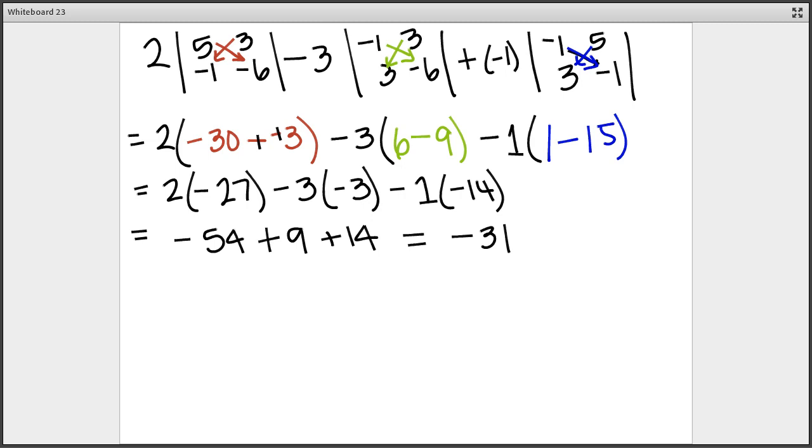Whew. All right. That is your big D. That is your denominator determinant. We're going to come back and use that in a bit.